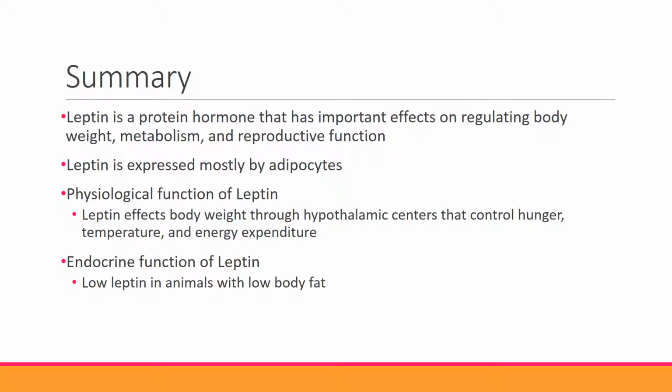So in summary, leptin is a protein hormone that has important effects on regulating body weight, metabolism, and reproductive function. It's expressed mostly by adipocytes. The physiological function of leptin includes effects on body weight through hypothalamic centers that control hunger, temperature, and energy expenditure. And endocrine functions of leptin include that there is low leptin in animals with lower body fat.